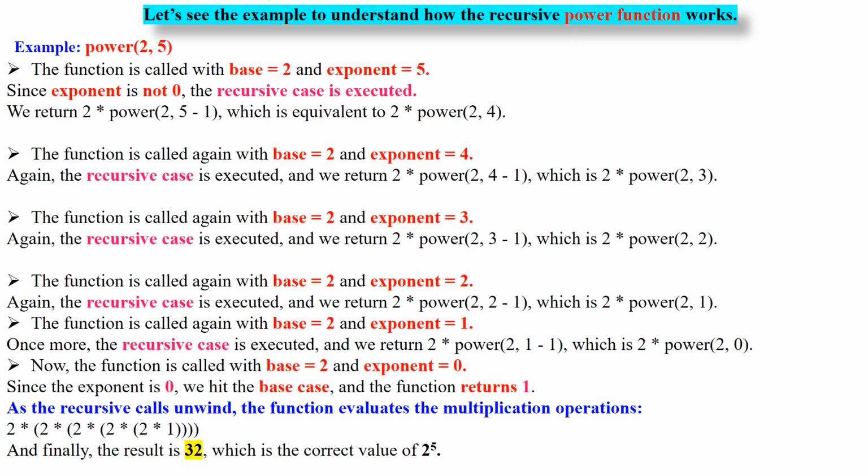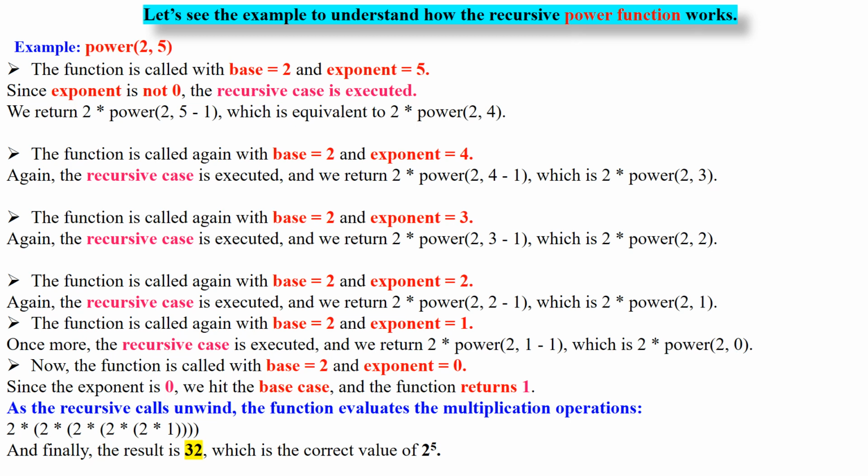Once more, the recursive case is executed, and we return 2 asterisk power of 2, 1 minus 1, which is 2 asterisk power of 2, 0. Now, the function is called with base equals 2 and exponent equals 0. Since the exponent is 0, we hit the base case, and the function returns 1.